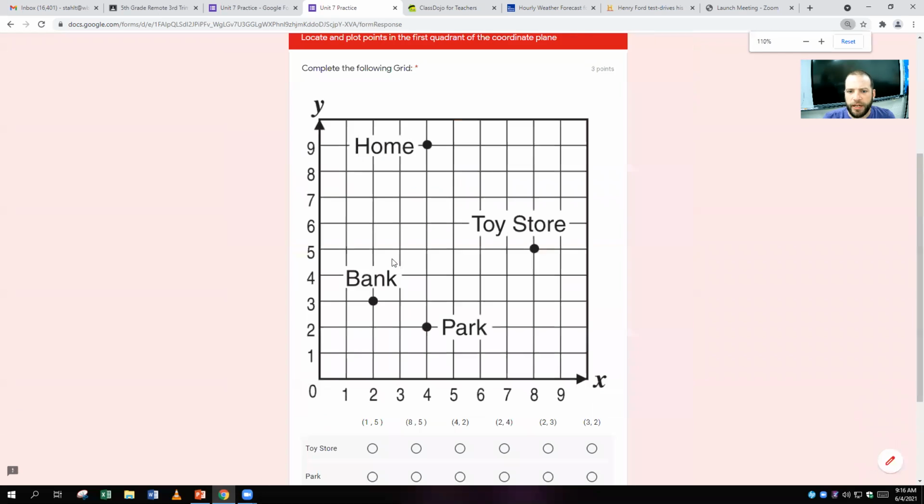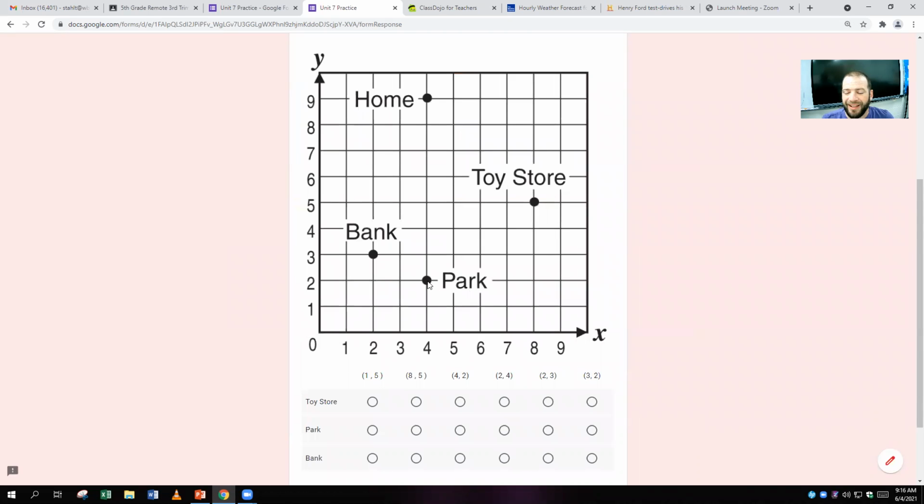Biggest mistake students make on here is they know how to say the coordinates. They know this is 4 and 2, but they don't know which one to put first. So I told you guys, remember an airplane. This is always the point of origin, and the airplane goes over then up. So it would be over 4, up 2. So therefore, 4, 2 would be the park. The bank would be 2, 3, over 2, up 3. And then that toy store would be over 8, up 5.